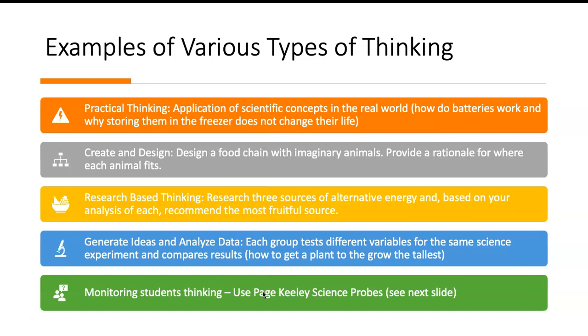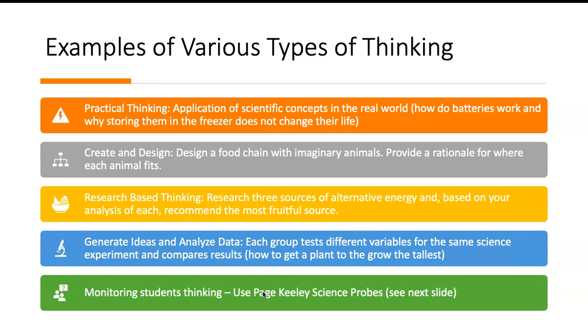Research-based thinking. Research 3 sources of alternative energy and based on your analysis of each, recommend which one is the most fruitful source in Louisiana. You could generate ideas and analyze data. Each group tests different variables for the same science experiment and compares the results, like how to get your tomato plant to grow the tallest.